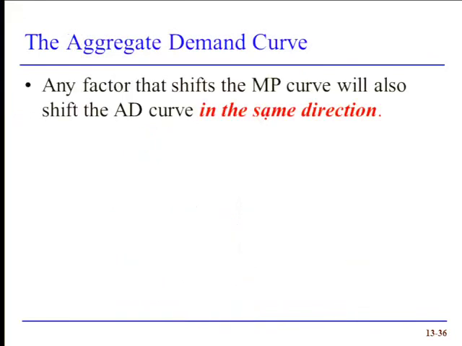Oh, didn't we find this with the IS curve too? Whichever direction, horizontally, the monetary policy curve shifts, the aggregate demand curve will also shift in that same direction. Shift the MP curve to the left, aggregate demand shifts to the left. Shift MP to the right, aggregate demand shifts to the right. So these are very nice rules of thumb. You don't have to think really hard about which direction the aggregate demand curve is shifting if you know which direction the IS curve or the MP curve is shifting.